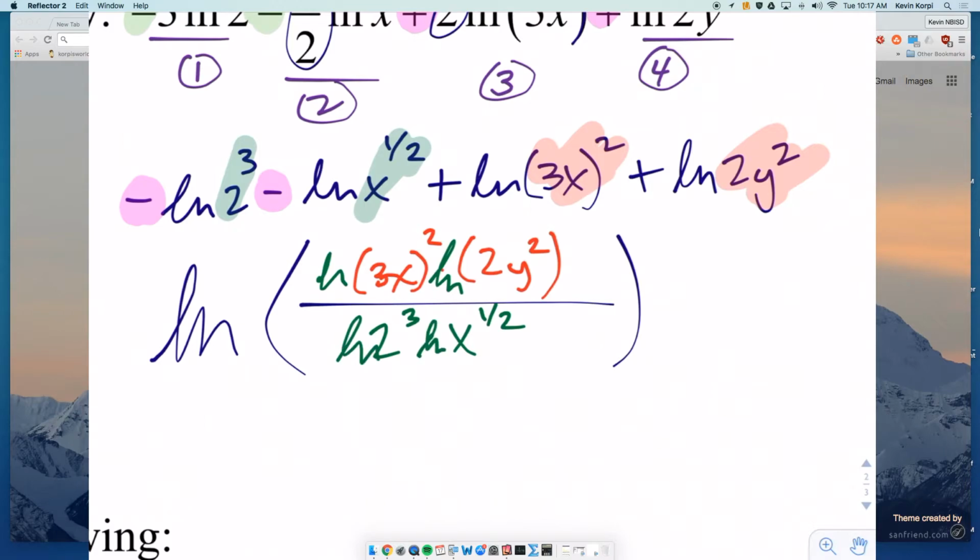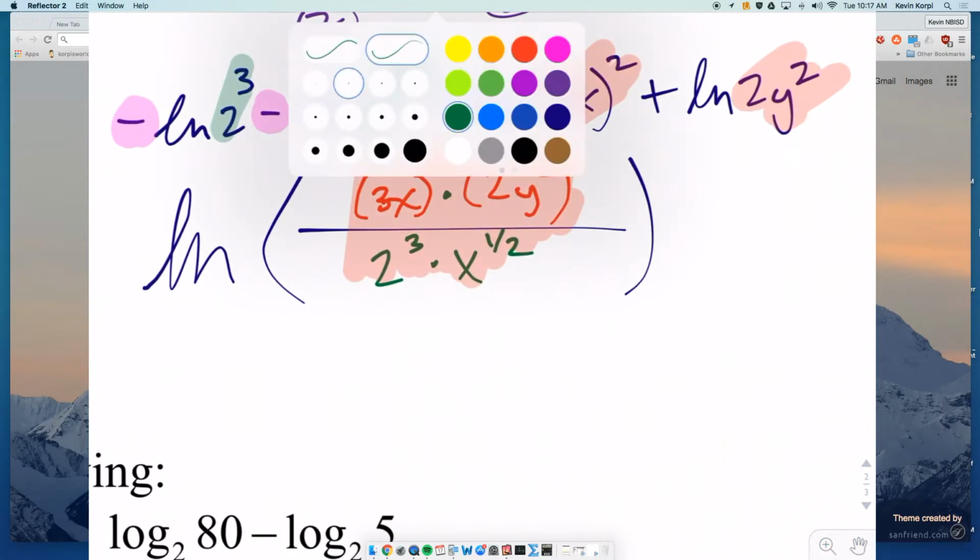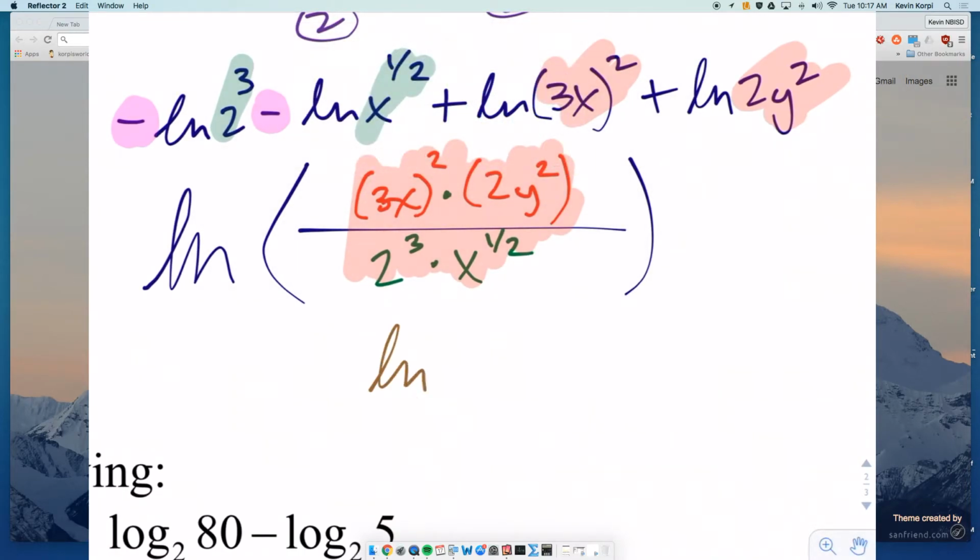No. Bad. Okay? One log out front, they turn into products, either on the top or bottom. Now, of course, that's not completely simplified because the argument can be simplified. So we spent a lot of time in the beginning of the year simplifying expressions like that argument, but without the log in front.